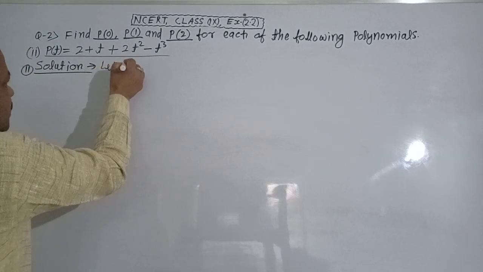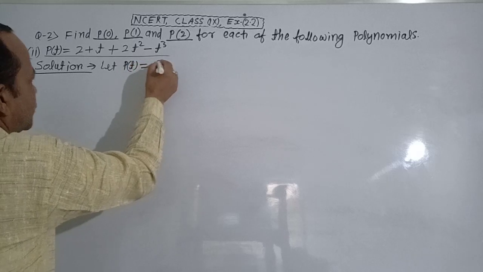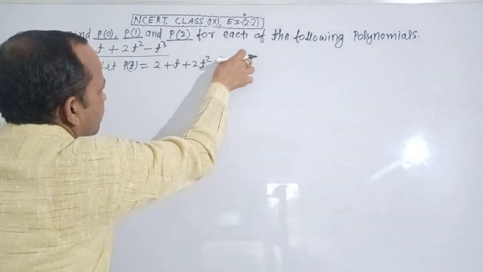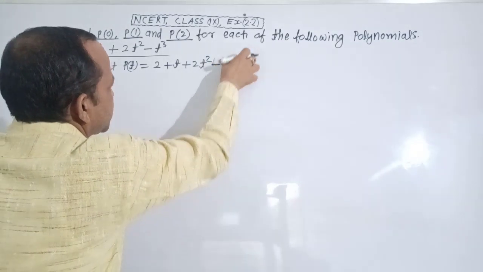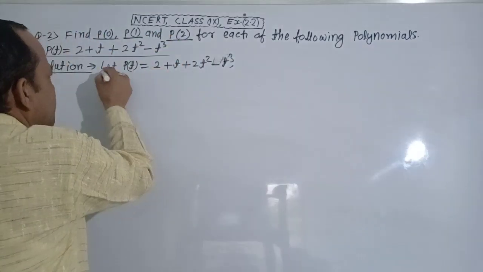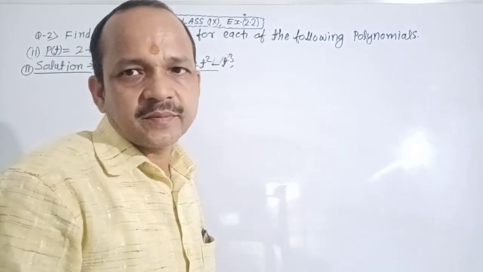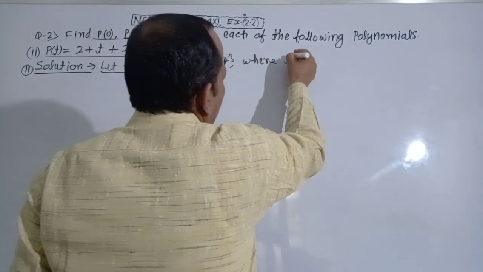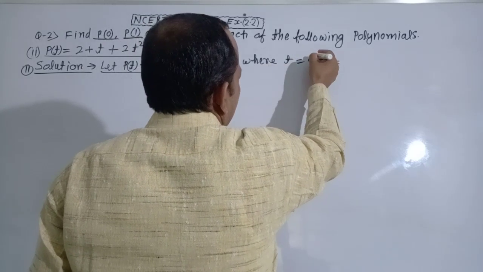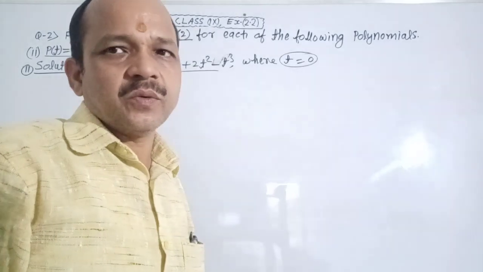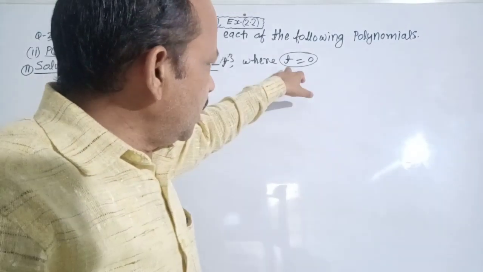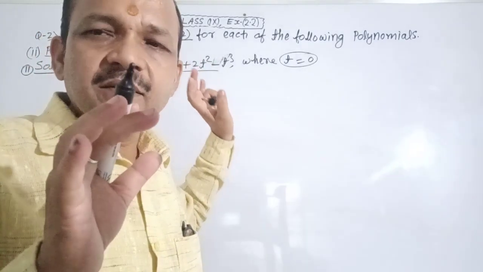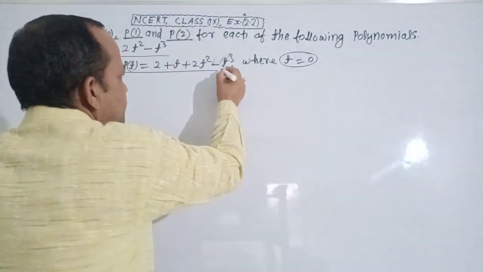Let p(t) equal to 2 plus t plus 2t square minus t cube. It is the given polynomial. Here t equal to 0. It means you put the value of t equal to 0 in the given polynomial. It is clear? No confusion about it? Very good. See the board.